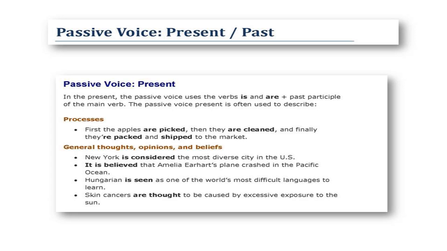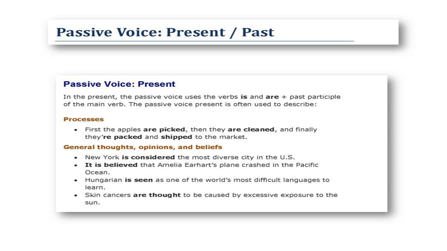Passive voice, present. In the present, the passive voice uses the verbs is and are plus the past participle of the main verb. The passive voice present is often used to describe processes. First the apples are picked, then they are cleaned, and finally they're packed and shipped to the market.